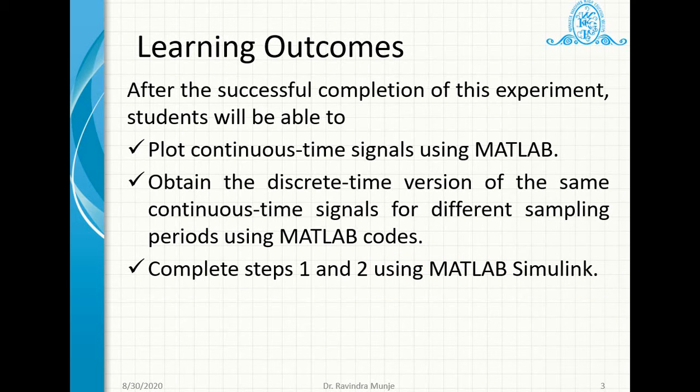Learning outcomes for this experiment are, after the successful completion of this experiment, you will be able to plot continuous time signals using MATLAB. As we know that there is a continuous time signal and discrete time signal. So you will be able to plot continuous time signal and obtain the discrete time version of the same signal, same continuous time signal for different sampling periods. So by changing the sampling period, you can get different versions of discrete time signal.